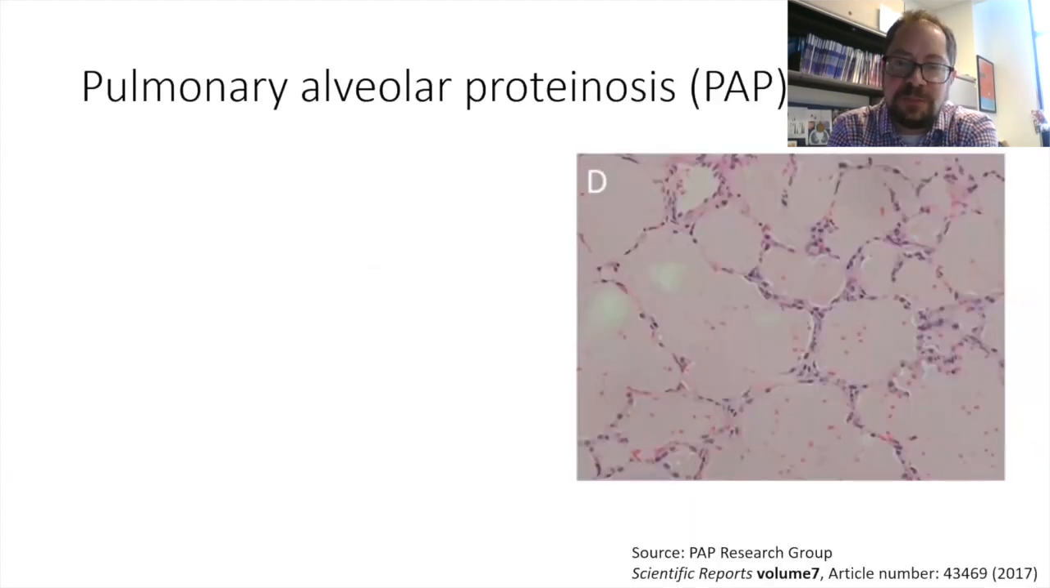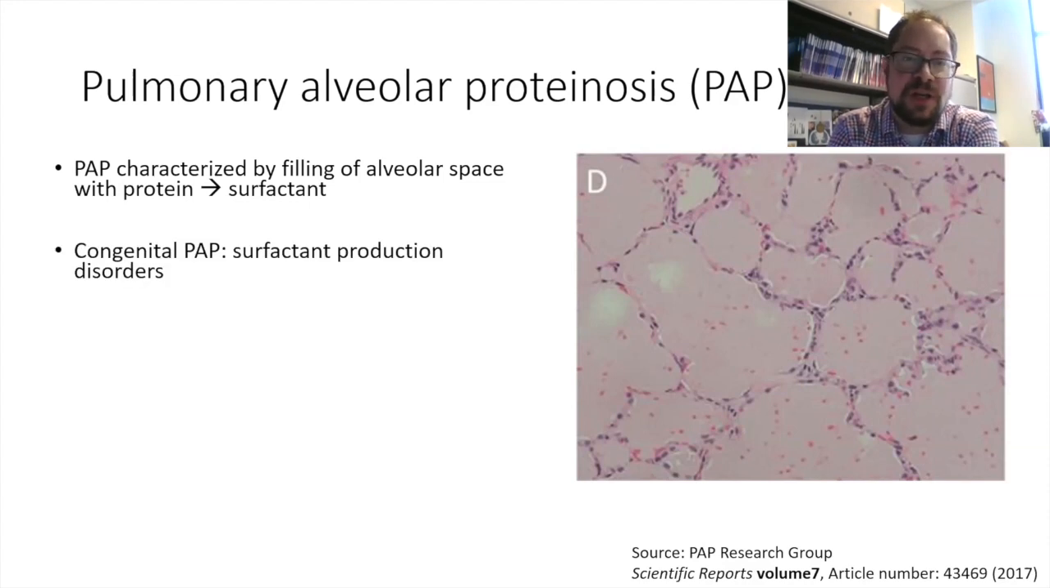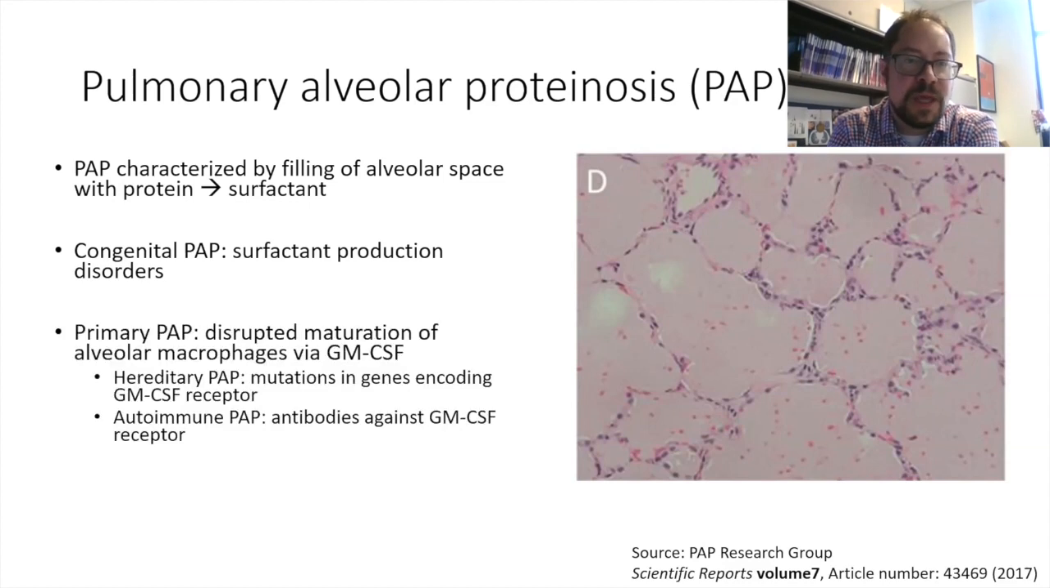Classical PAP looks a little bit different from our disease, but the prominent and pathognomonic feature is this filling of alveolar spaces with protein, and the protein is really surfactant. PAP can be divided into broad classes. One of them is congenital PAP, which are genetic problems with surfactant production that were first described by Jeff Whitsitt at Cincinnati, one of my pulmonary mentors.